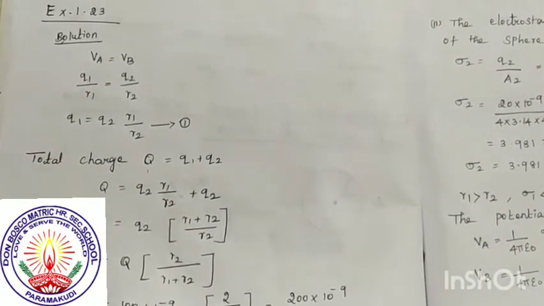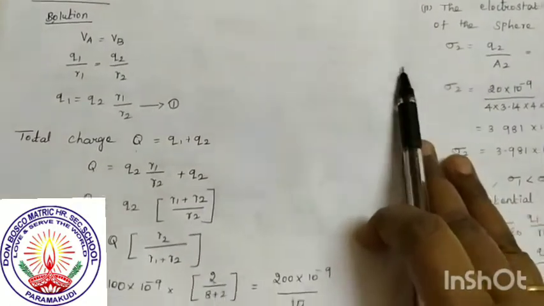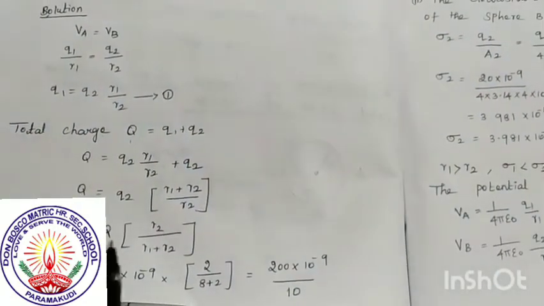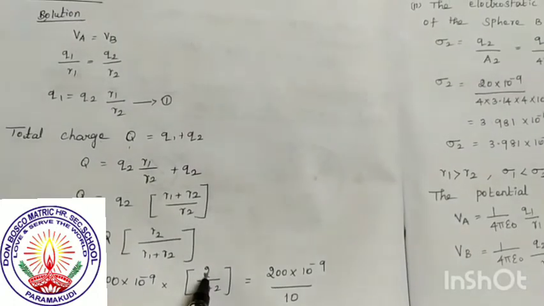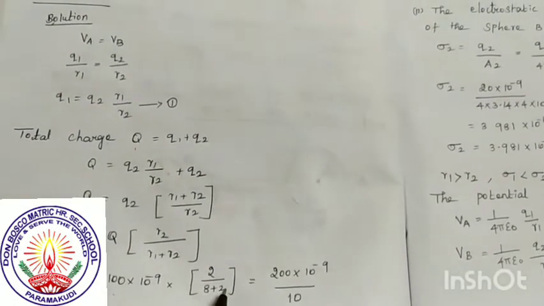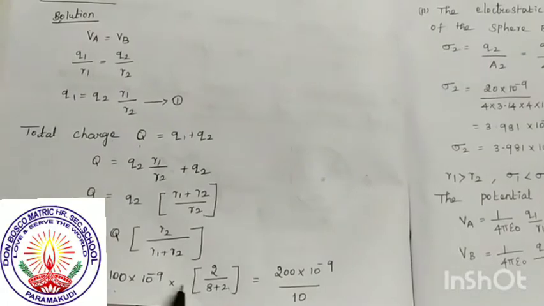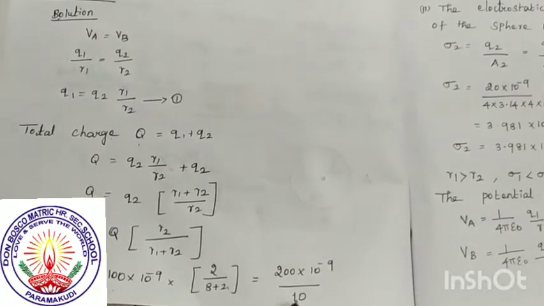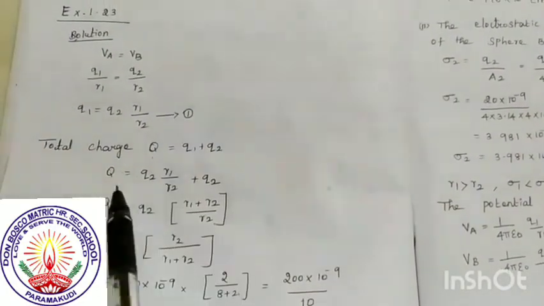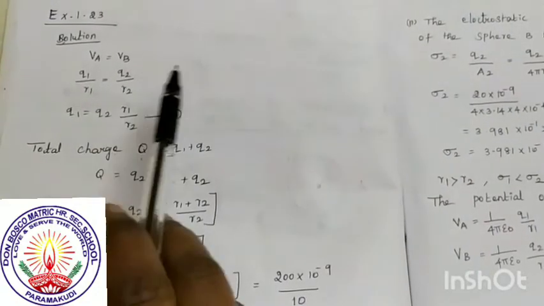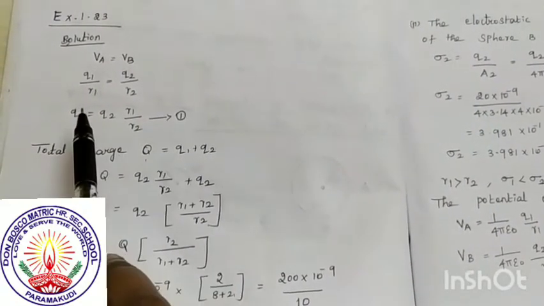We have to calculate the Q2. We know the formula, and we know the values of the charge Q, R2, and R1 plus R2 of the two spheres. So add and multiply these terms, and we get the answer. This is the first term. Potential will be same. First we have to calculate the Q1.